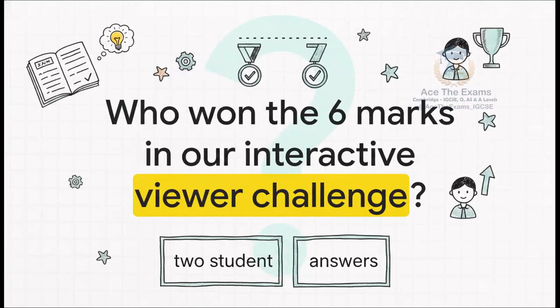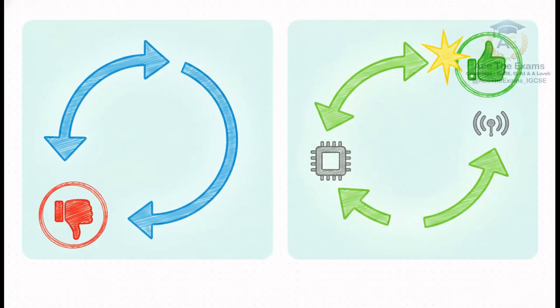All right, let's jump back to our interactive viewer challenge and see how our newly built framework applies to those 2 student answers from the very start of this explainer. Who actually won the full 6 marks? Well, answer A is deeply flawed. Why? Because it stopped at data collection. It completely ignored the ADC conversion and the microprocessor logic, meaning it described a monitoring system rather than a control system. Answer B, however, scores full marks. It nailed the exact continuous processing loop, including that all-important analog-to-digital conversion.